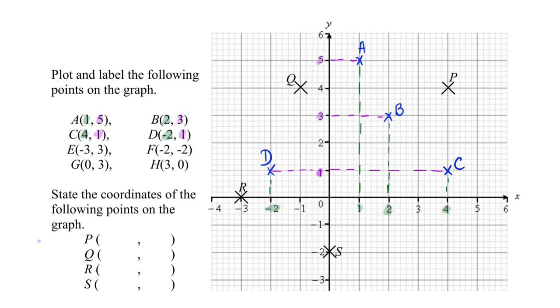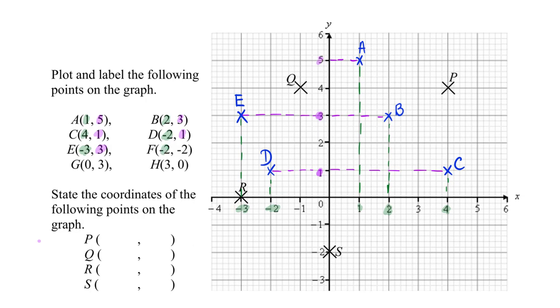For my point E, -3 and 3, meaning x is -3, y is 3. So I need to go up until I hit the point where y equals 3. So this particular point here is my letter E, point E.